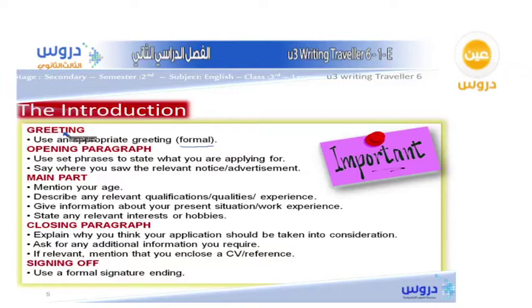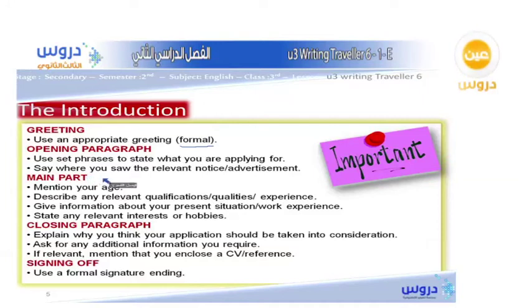So in applications or letters of application we usually start with the greeting, and we use the formal way of greeting, let's say, dear madam. It depends on who you are going to send it to, and then we go to the opening paragraph. What's the meaning of opening paragraph? Use set phrases to state what you are applying for, and also say where you saw the relevant notice or even advertisement. This is the opening paragraph, usually a general idea, the same process as in writing essays.